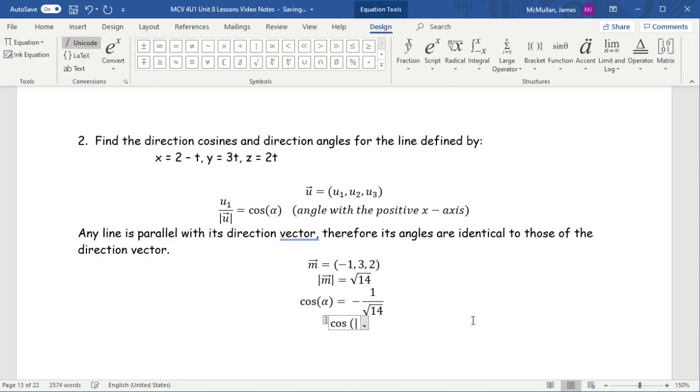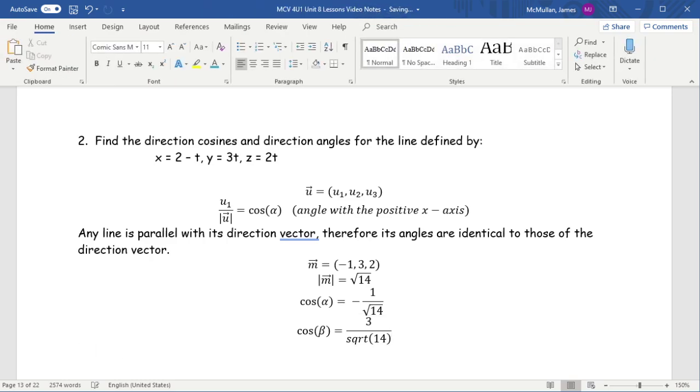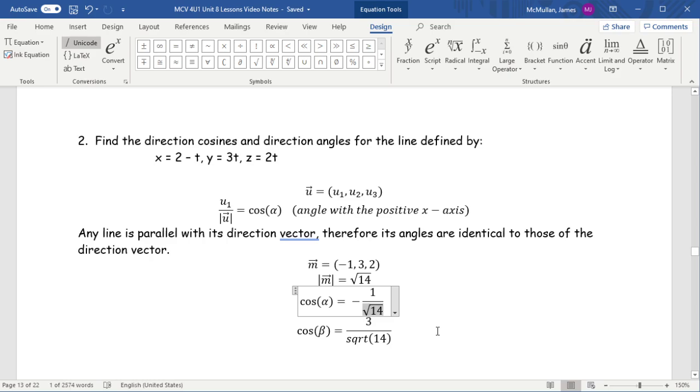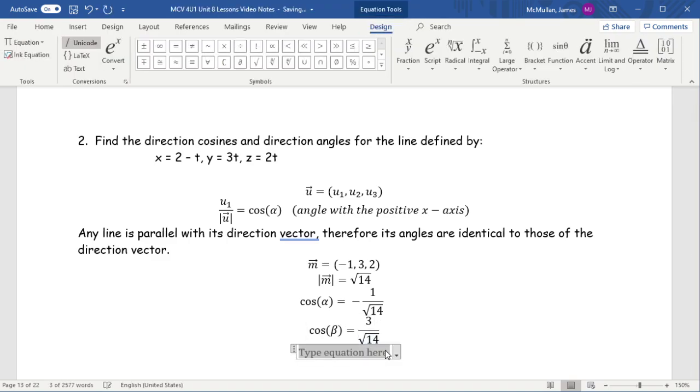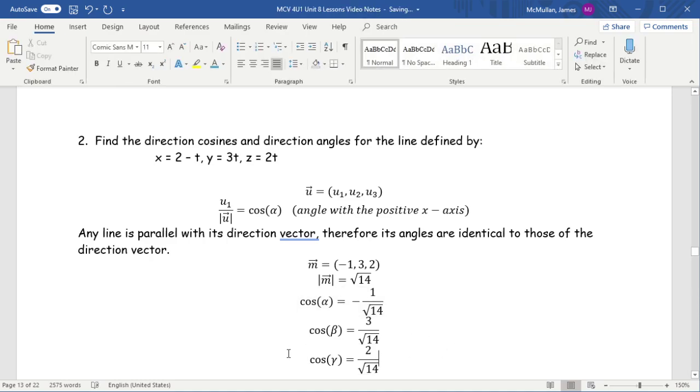Cos beta is 3 over square root 14. And cos gamma is 2 over square root 14. Okay, and that's it. And then all you would need to do here is just inverse cos and get the angles. So let's demonstrate this.